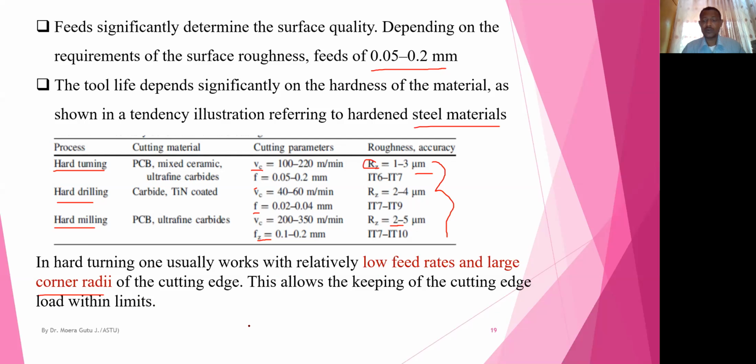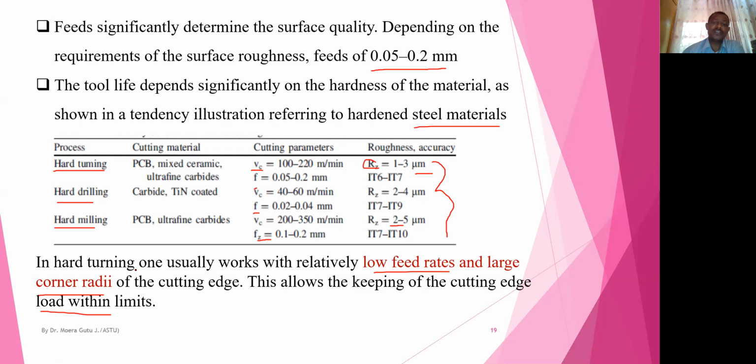It means the energy concentration at the tip of the cutting tool can easily dissipate, or it can easily transfer to the tool material. So the heat concentration at the engaged surface can be less, which can prolong the cutting tool life. This allows keeping the cutting edge load within limits. The cutting load, the cutting force imposed on the cutting tool, can be limited if we use a low feed rate and large corner radius.